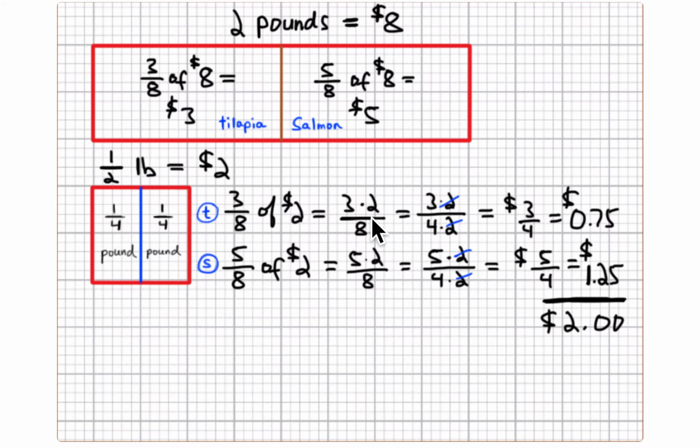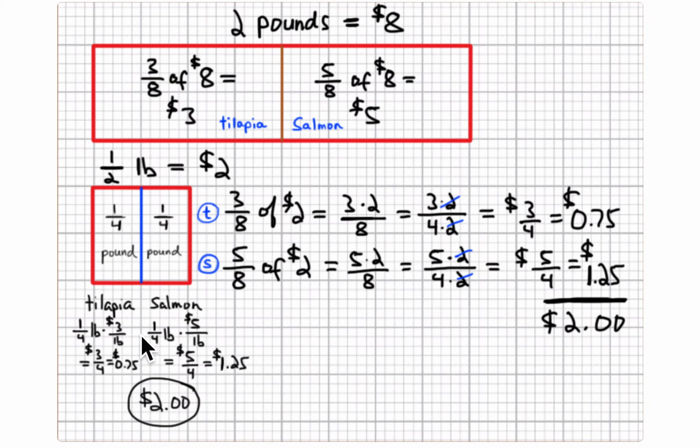So you work through the arithmetic a little bit. That's 3 times $2 divided by 8. You get 3/4. Factor out these 2's here, and that's 3/4 of a dollar, or 75 cents. And you get 5/8 of $2 is 5 times 2/8. Factor out the 2 here. You're going to get 5/4 dollars, which is 1 1/4. So these two amounts add to this $2. All right, it has to match what we just did previously.